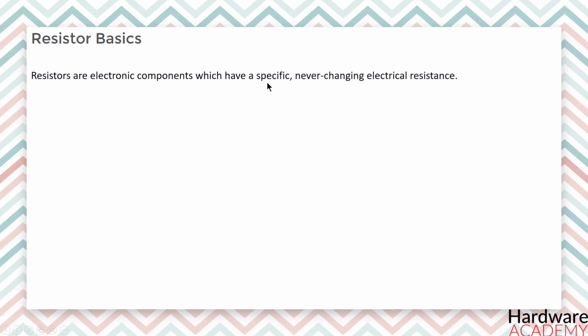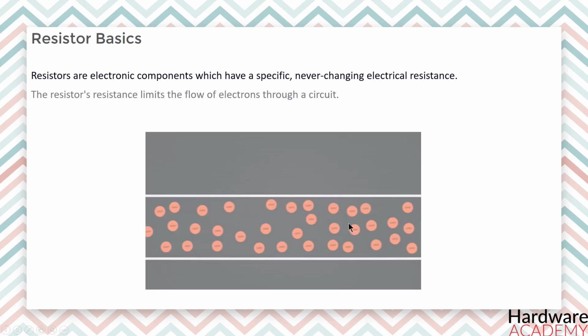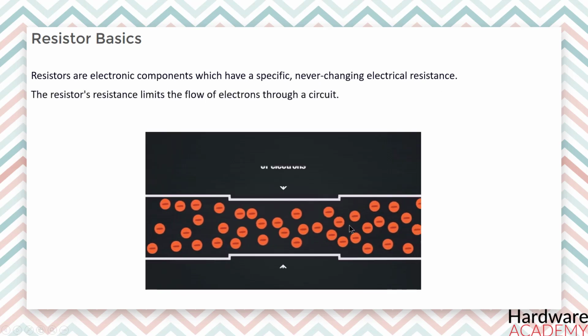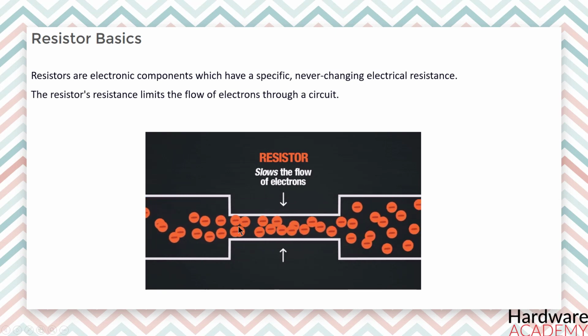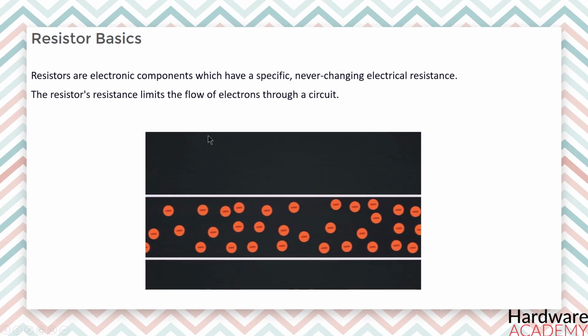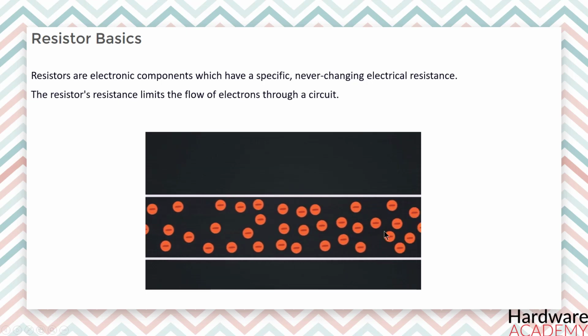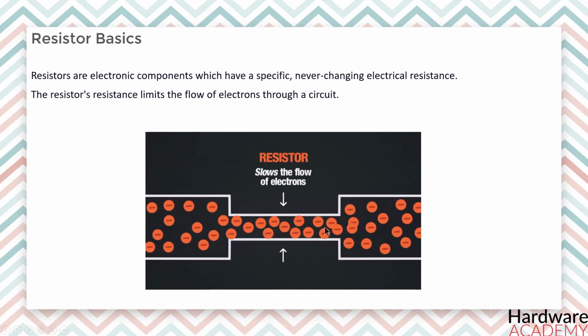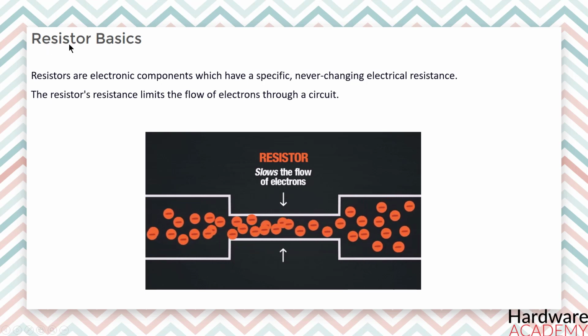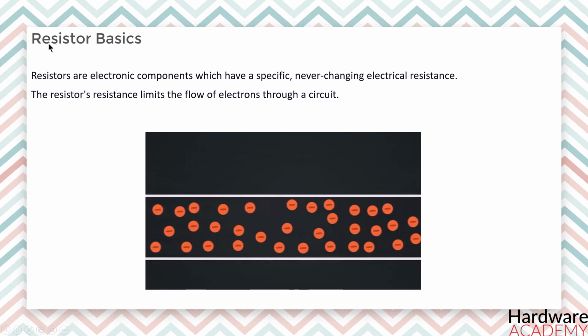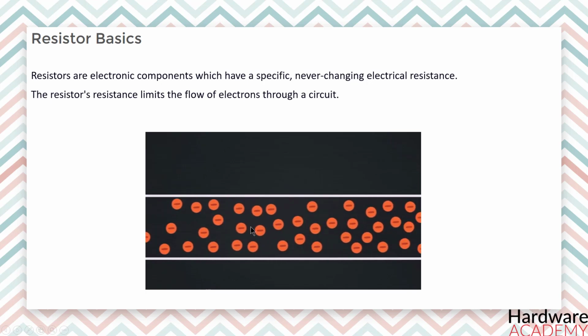Resistors are electronic components which have a specific never-changing electrical resistance. The resistor's resistance limits the flow of electrons through a circuit. We already know that current flow is nothing else but the flow of electrons, right? So resistors are electronic components that are used to limit or set the current in a given circuit. Why do you think this component got the name of resistor? Well, they literally resist the flow of electrons.